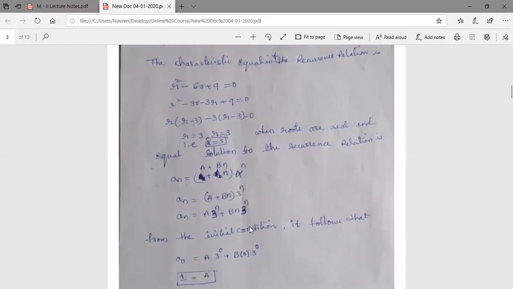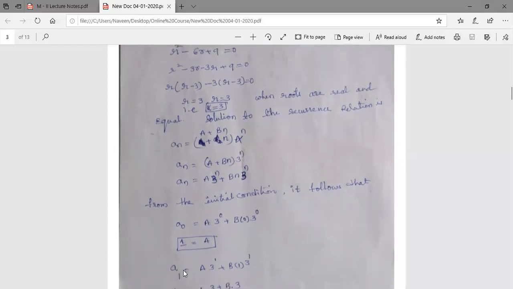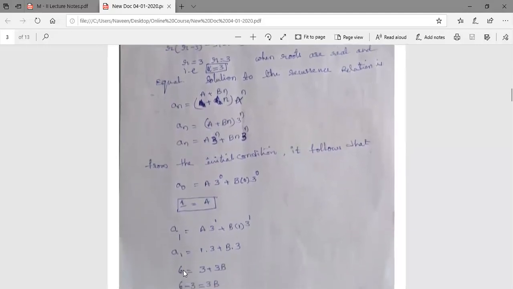But the problem is not over. We have initial values. From the initial condition, it follows that a naught is equal to a into 3 power 0 plus b of 0. By substituting n is equal to 0, we get this equation: a naught is equal to a into 3 power 0 plus b into 0 into 3 power 0. 0 into something will become 0, and something power 0 is 1. So 1 into a is a, which is equal to 1, where a naught is 1, the initial condition given in the problem.